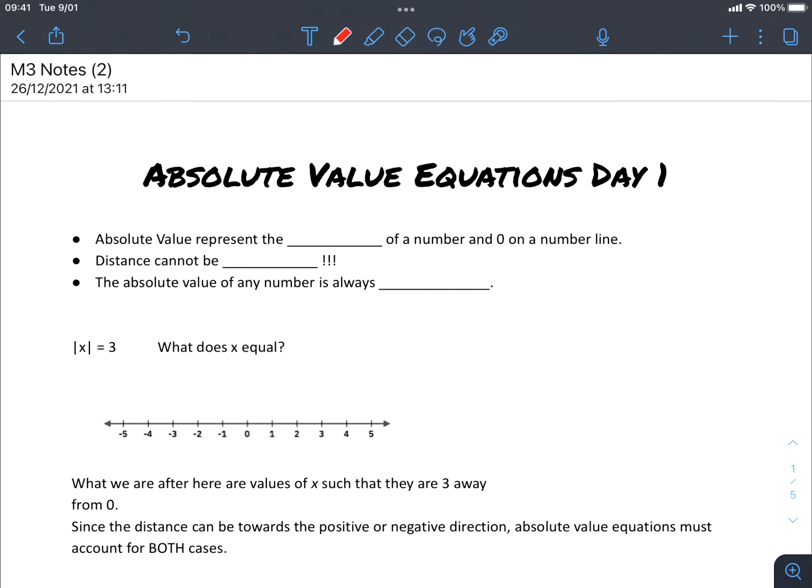Okay, so we're working on the absolute value equations. This is concept 30 for algebra 1. So there's two parts. We'll do the first part here, and then the next part will be in a separate video.